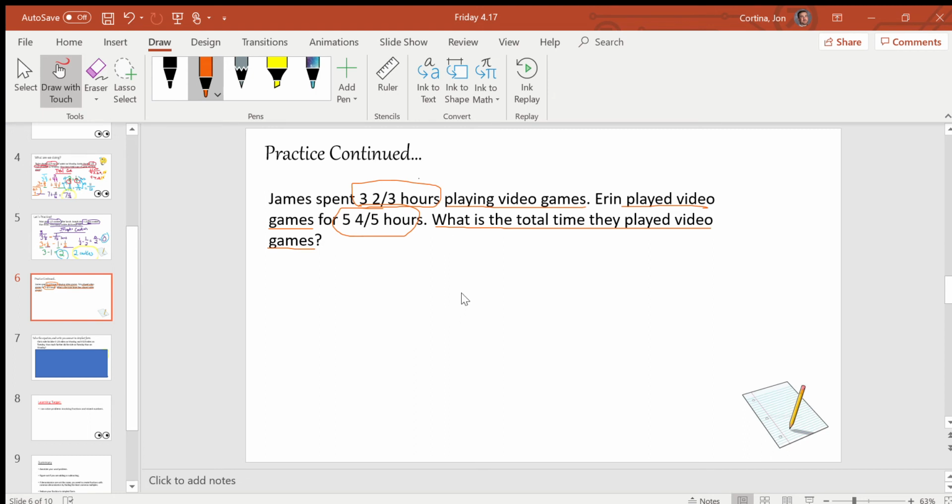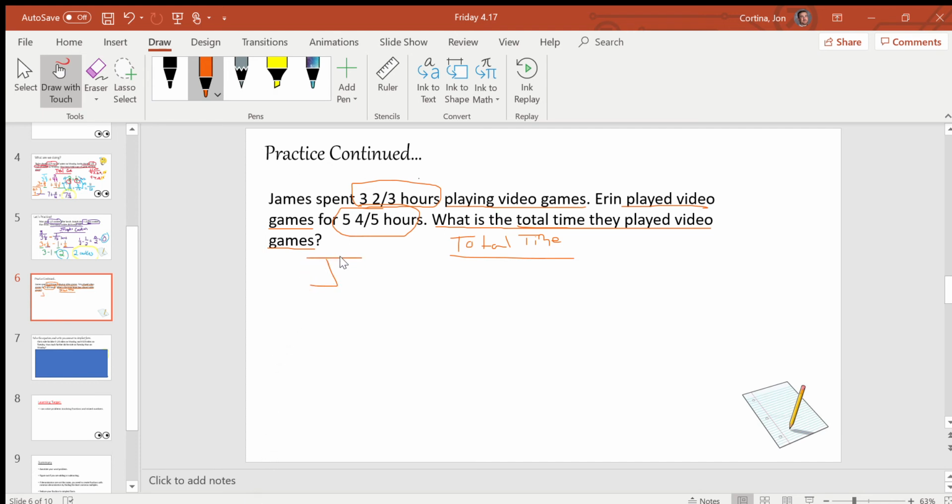What is our question asking us? That's right, total time they played. So that's going to be our title. That's what we're trying to figure out. Let's take down our information that we know.